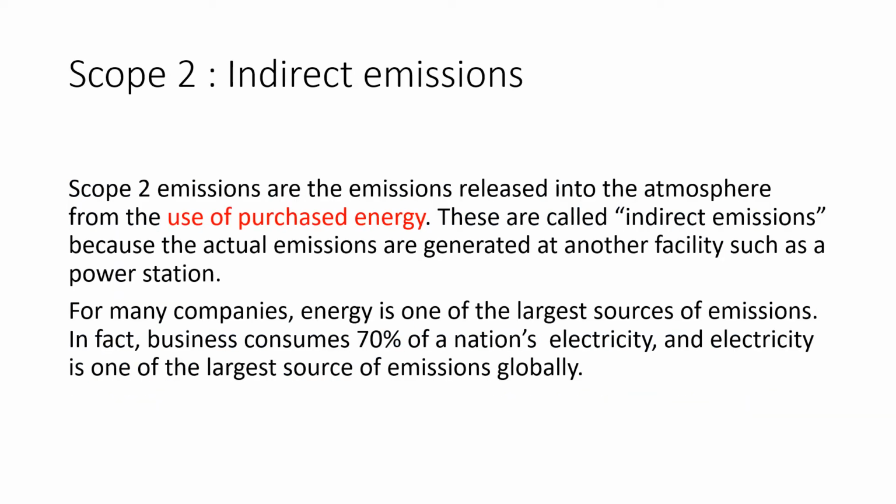Next is indirect, scope 2. Please understand that scope 2 is indirect. Simple example is whenever you are purchasing electricity, and for the production and transportation, transmission of electricity, there will be emissions, and those emissions are called indirect emissions.